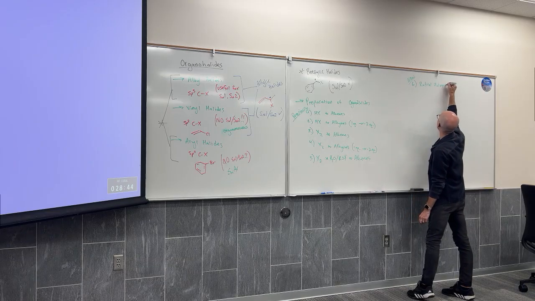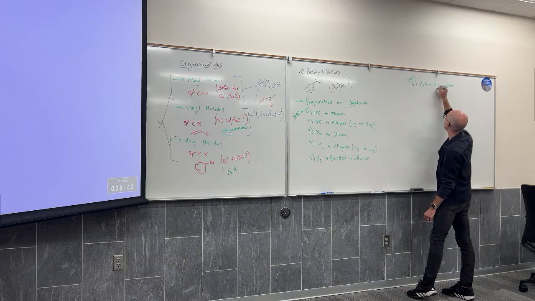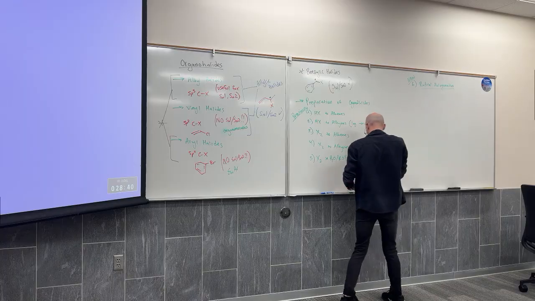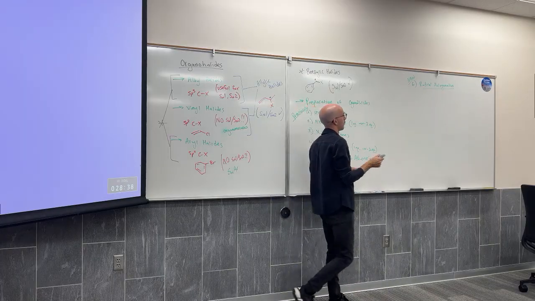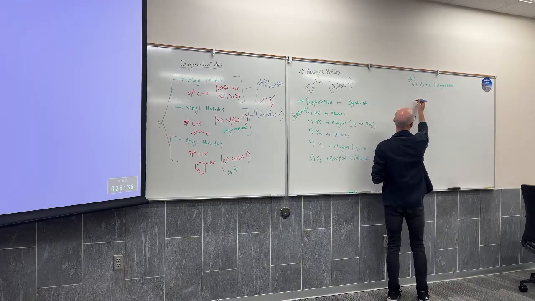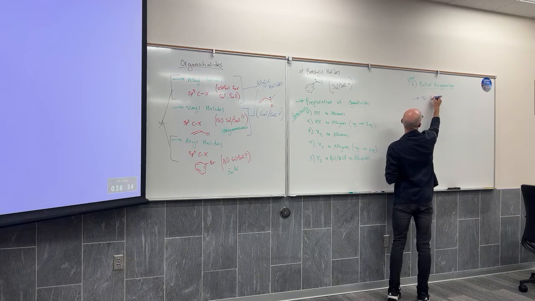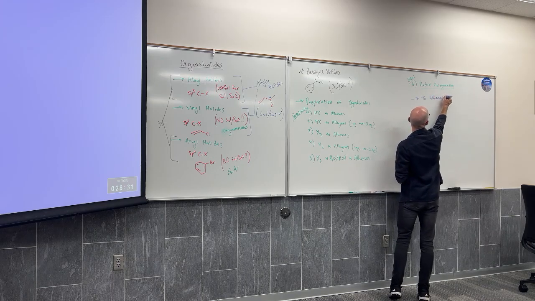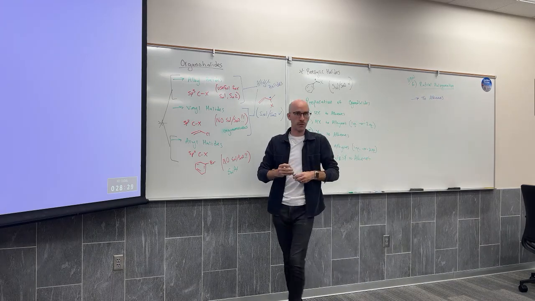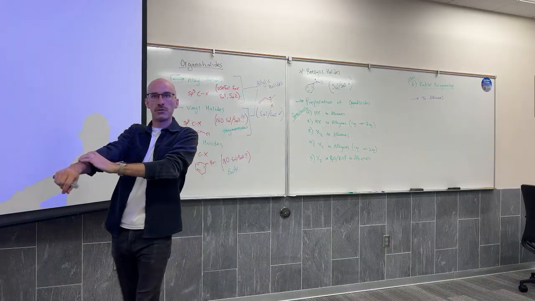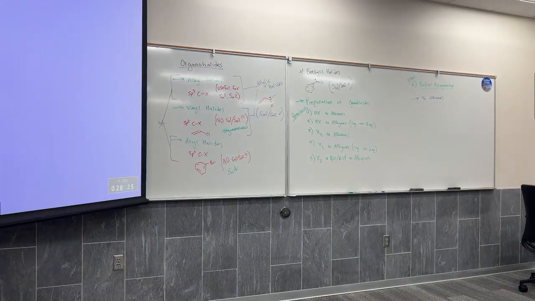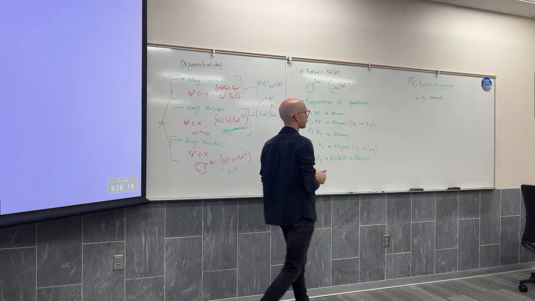The next reaction we'll look at is radical halogenation. And we're going to break this down into a few subtypes. First, we'll say, what happens when we do radical halogenation with an alkane? We've actually seen this already briefly.